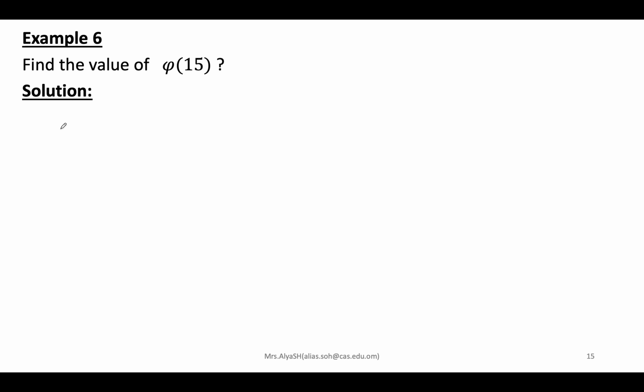So here we got that n is equal to 15. Now we try to find all the factors of 15 and try to make it a product of two prime numbers. So for 15 we got that it's equal to 3 times 5, right? Okay, then here we got that p is 3 and q is 5. Now let's apply the function there. So we got that phi of 15 is equal to phi of 3 times phi of 5.